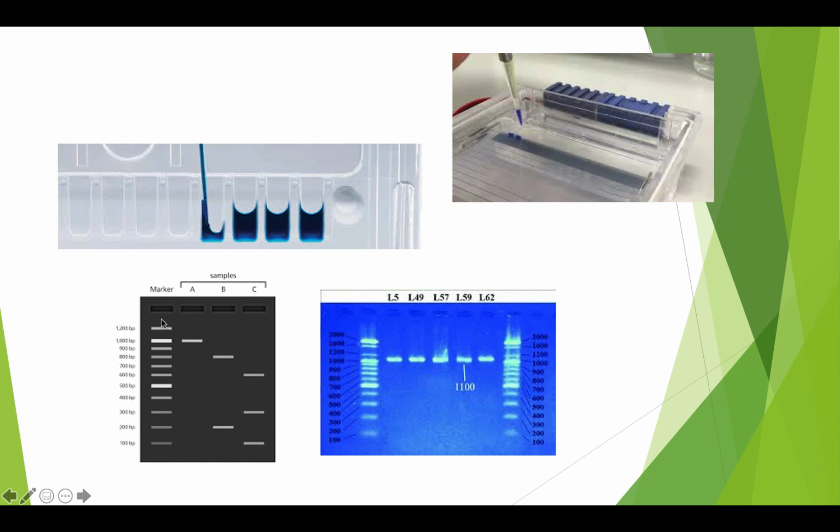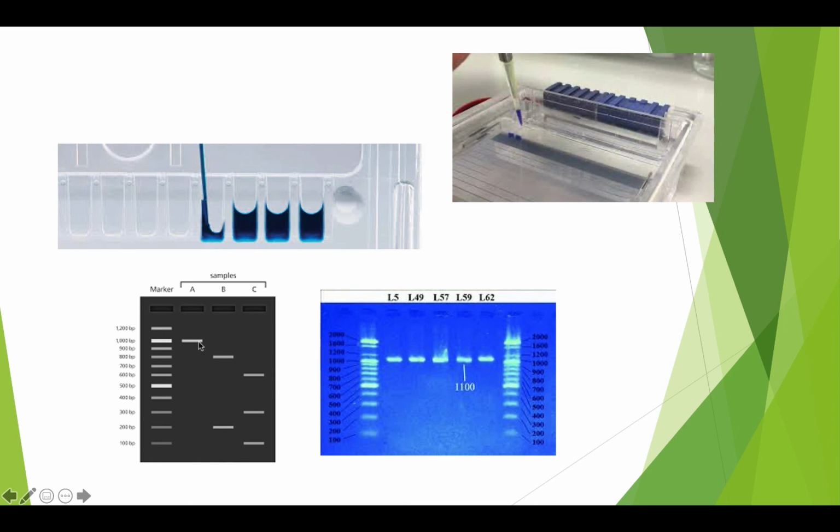So you put what is called a marker. The marker has different sizes of DNA: 1000, 2000, 900, 800, 600, different sizes. So you can compare it to your samples. You put your sample and run the current. This sample, for example, is 1000, this one is 800, whatever it is. This one is 600, this one 300, this one 205, this one 100. So that's how you look at it.